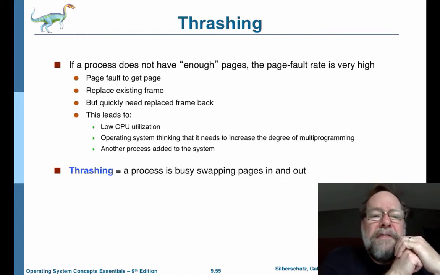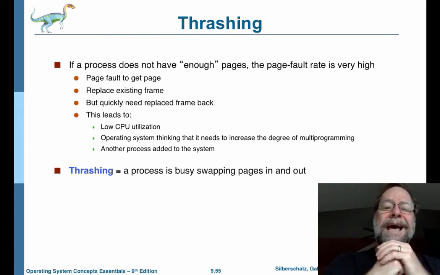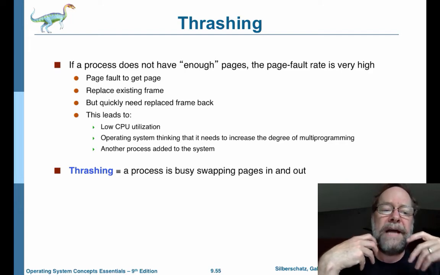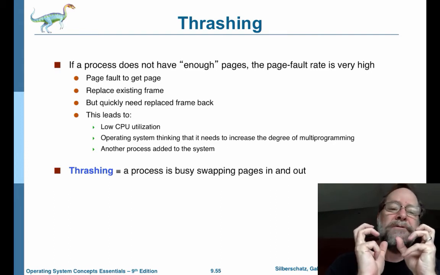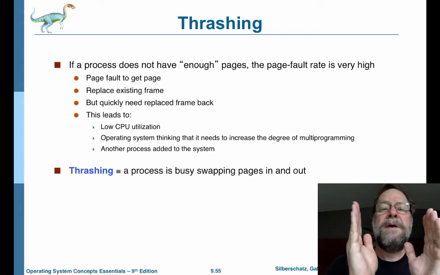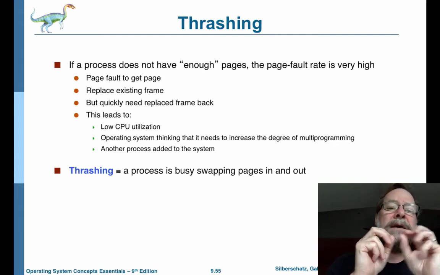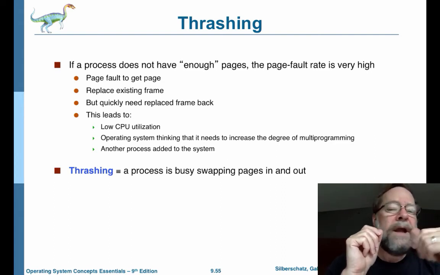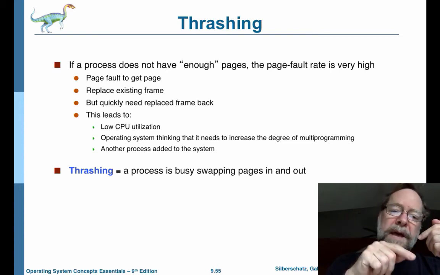All right, so I want to move on to thrashing. Thrashing is when a process doesn't have enough pages and its page fault rate consequently becomes very, very high. So think about this. Let's say that a process is routinely needing to access 4 pages, but we've only allocated 3 frames for that process. In that case, it's going to be very likely, maybe 1 in 4 accesses, that there's going to be a page fault. And so you have to bring in another page.